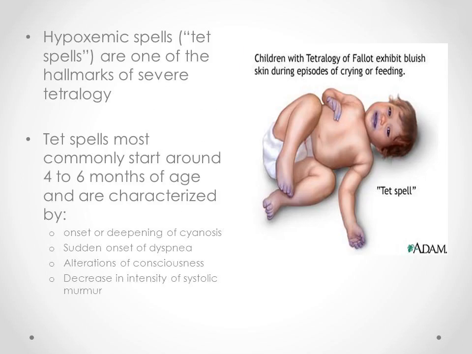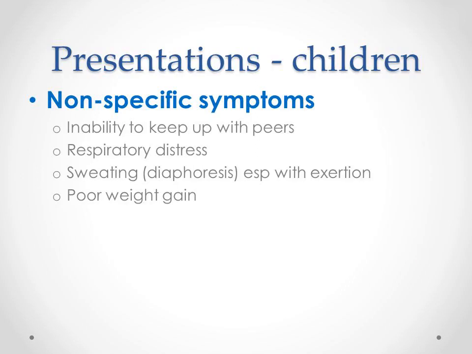Hypoxemic spells, tet spells, are one of the hallmarks of severe tetralogy. Tet spells most commonly start around 4 to 6 months of age and are characterized by onset or deepening of cyanosis, sudden onset of dyspnea, alterations of consciousness, and decrease in intensity of the systolic murmur.